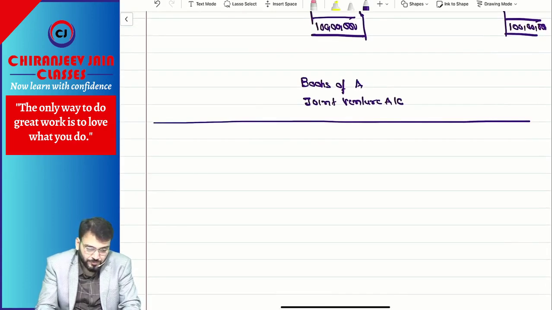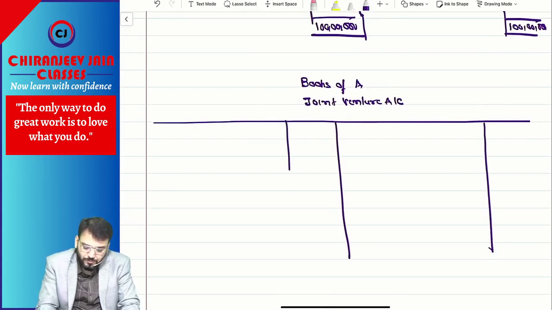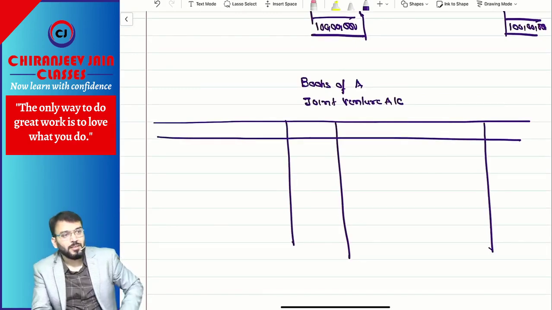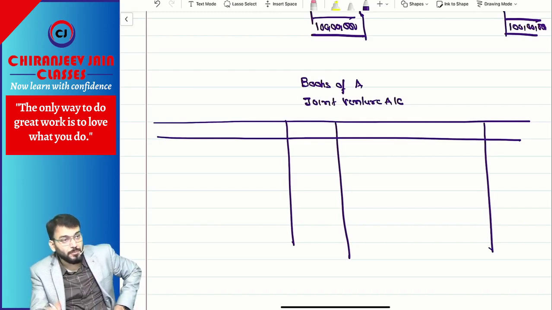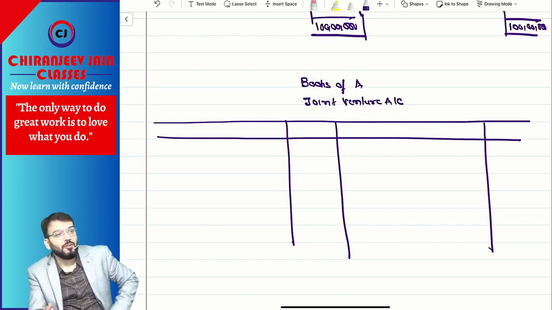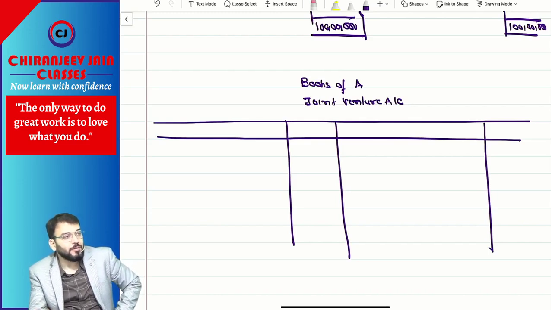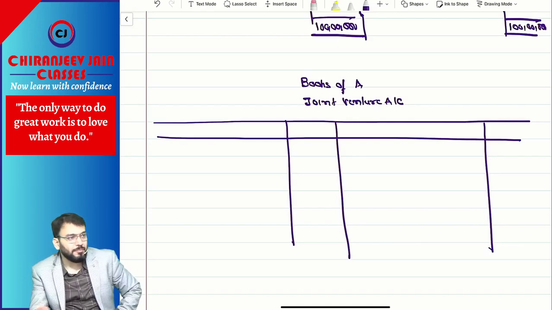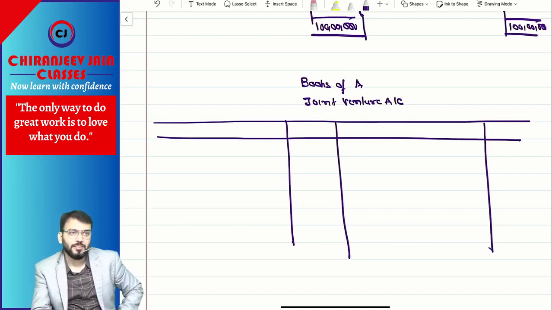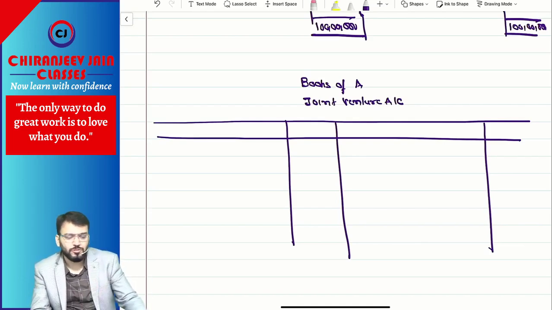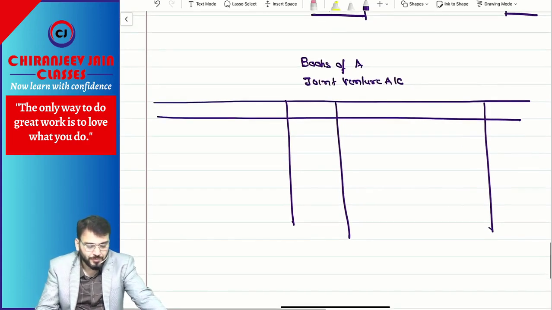Joint venture account. It is a very simple account. So what we'll do? Whatever amount is paid, in the books of A the journal entry is: joint venture account debit to bank. Whatever amount is received or receivable, it is bank account debit to joint venture. Understood? Those are the rules. So can you give me one by one?